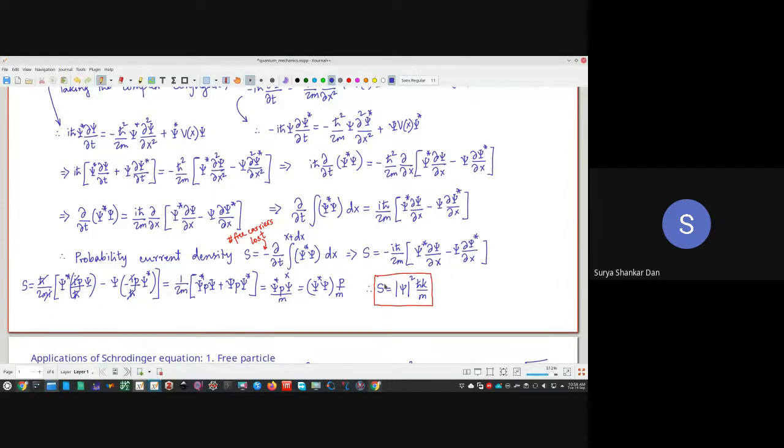So if you want to find the probability that the carriers will actually move inside that, what you have to keep in mind is that psi squared is essentially the probability that the carriers are generated at a particular location in the material, multiplied by h cross k by m, which gives you the probability that these many particles will essentially move inside the material.